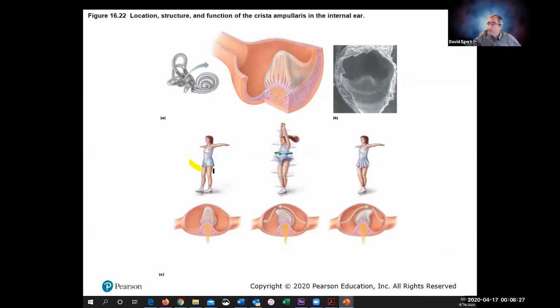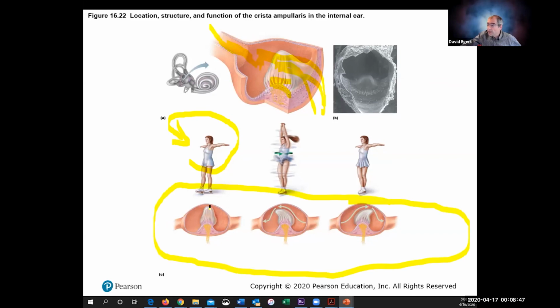Semicircular canals are detecting dynamic equilibrium, rotational. As you spin, the fluid has inertia and doesn't move, and as you do, the fluid ends up pushing and bending this cupula, this little gelatinous thing, bending the hair cells, which then make an electrical signal that tells your brain that you're spinning.